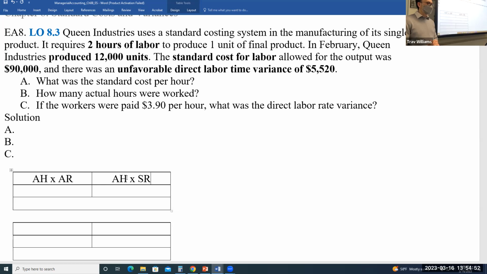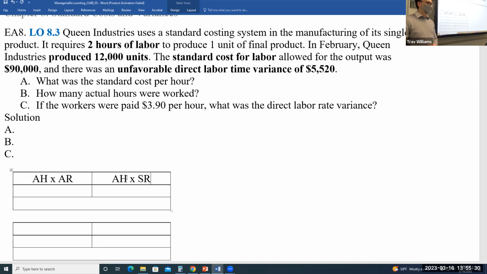What are the actual hours of labor? Do we know that? Well, it would be 2 hours per unit and 12,000 units. Well, that's the standard, right? It says it requires 2 hours of labor. If it said it required 2 hours of labor, then we would know that was something that actually happened. But this is.